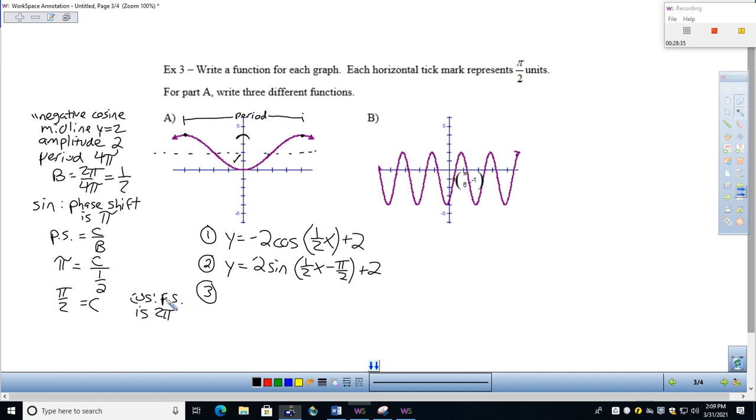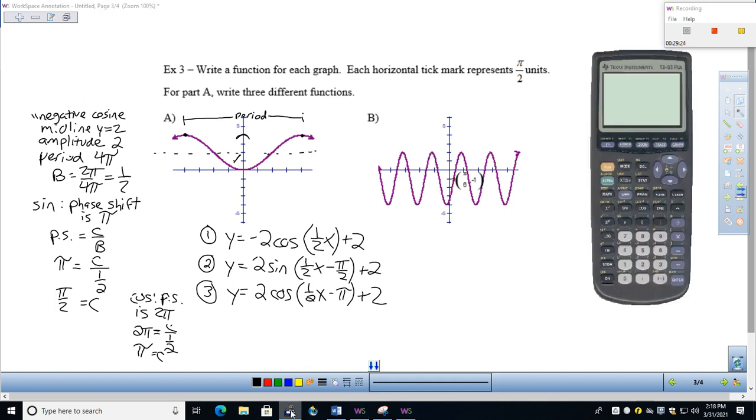And so what that means, that phase shift is 2 pi, so we know the phase shift is equal to C over B, so C over 1/2. And if I multiply this side by 1/2 and this side by 1/2, I can solve for C, and it looks like C is equal to pi. So hopefully that works, and we'll check this out momentarily, but I'm seeing it as 2 cosine 1/2 x, and I needed a C value that would allow us to phase shift it all the way from here to here. And so as a result, looks like that C value would be pi and then plus 2.